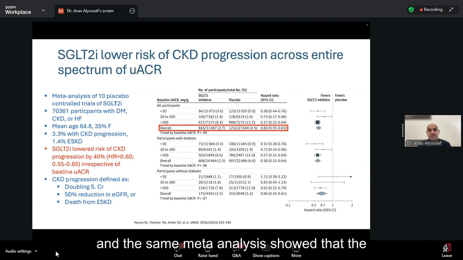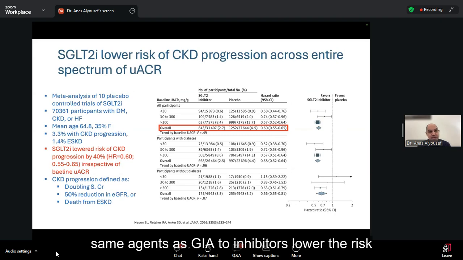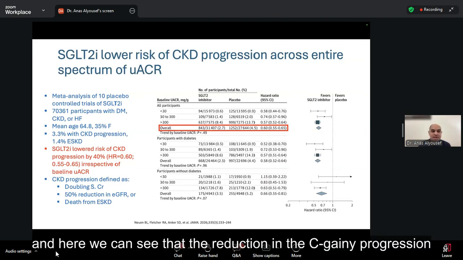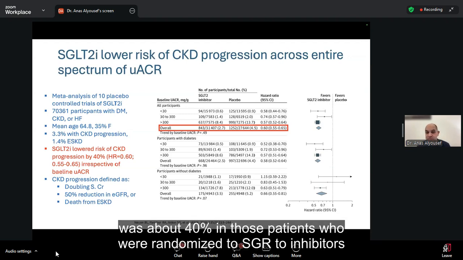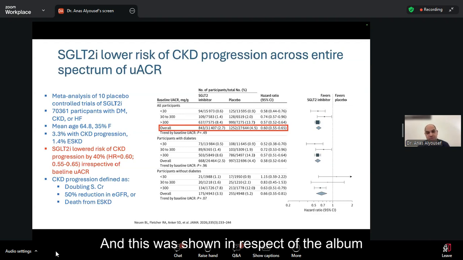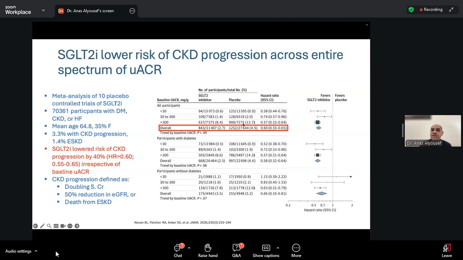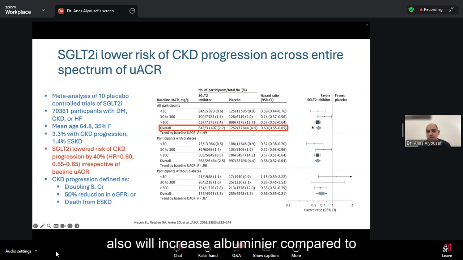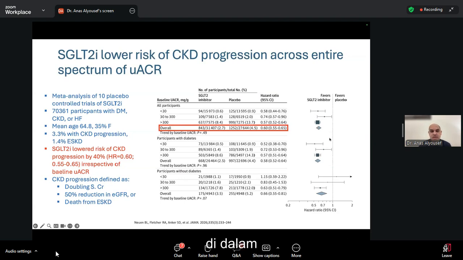And the same meta-analysis showed that the same agents, SGLT2 inhibitors, lower the risk of CKD progression across the spectrum of albuminuria. Here we can see that the reduction in CKD progression was about 40% in those patients who were randomized to SGLT2 inhibitors, irrespective of the albuminuria. Of course, we see evidence that the reduction is more in those patients with macro or severely increased albuminuria compared to the lower levels of albuminuria.